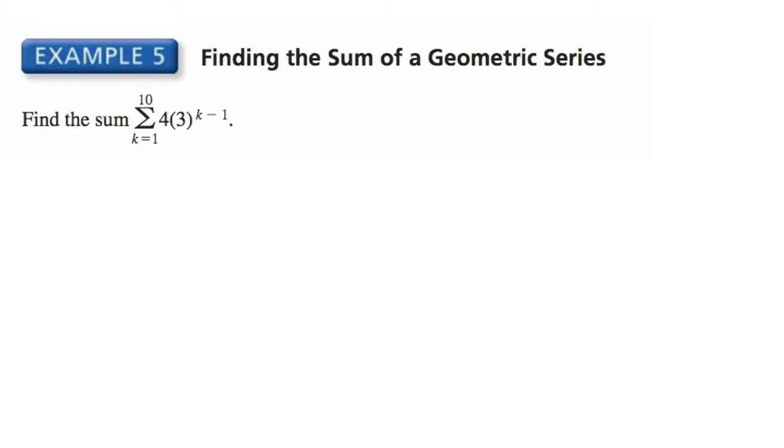So my first term is 4. And my common ratio is 3. I pull both of those from my equation. There is no work needed. Now, next I need to use my S sub n formula.